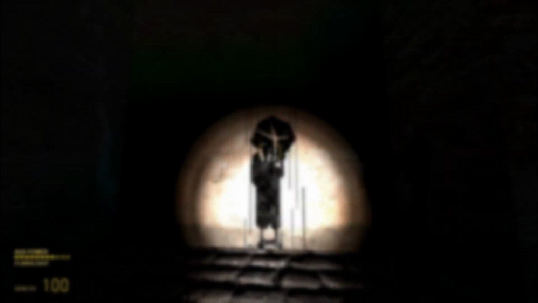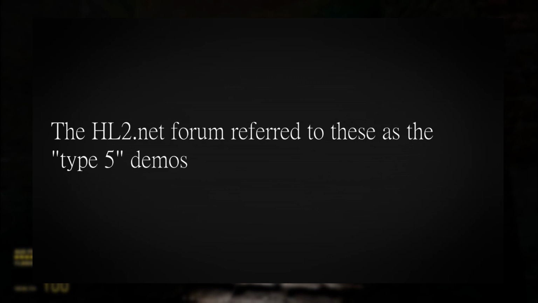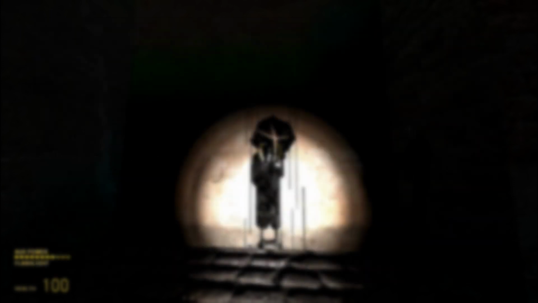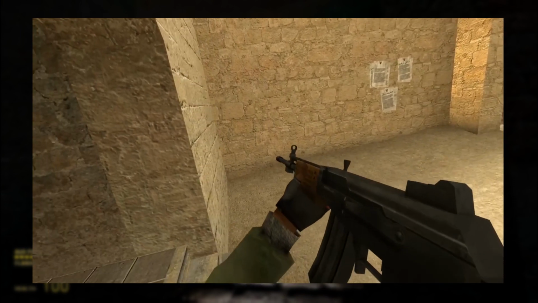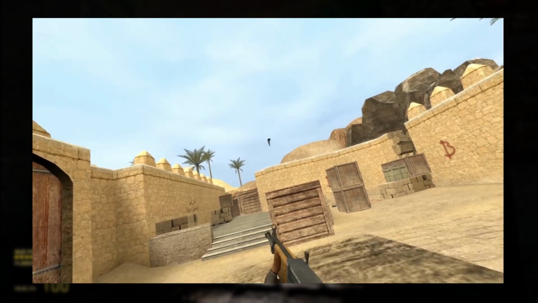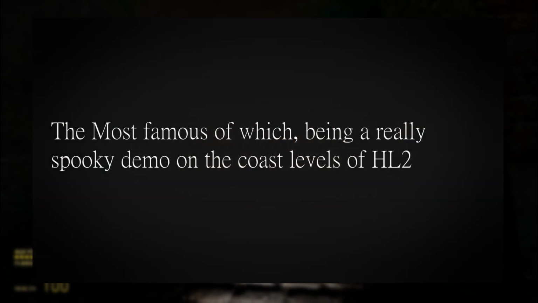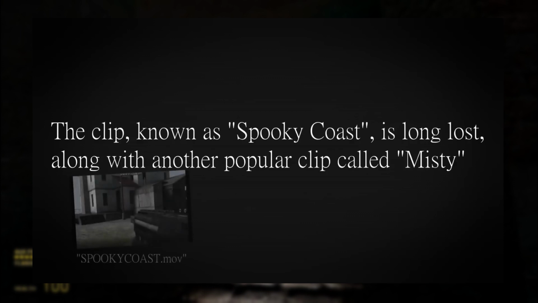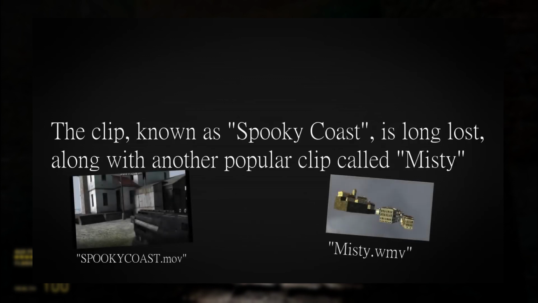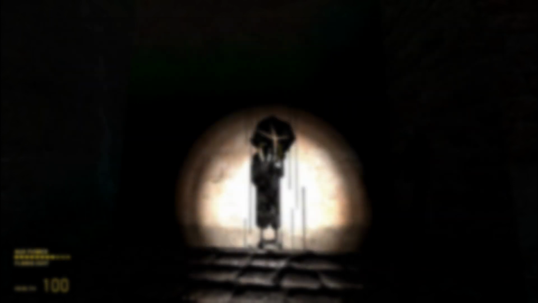So that was interesting. Let's break it down. What the hell happened? Well, this is something that investigators dubbed a Type 5 demo. There are three defining features of Type 5 demos. Number one, they have this VR light animation. And number two, they always feature the Umbrella Man, or some form of what I'll call sentience. So far, there have only been two other Type 5 demos discovered, Spooky Coast and Misty. However, the creator goes on to discover yet another one, which we'll analyze after looking into this current one.